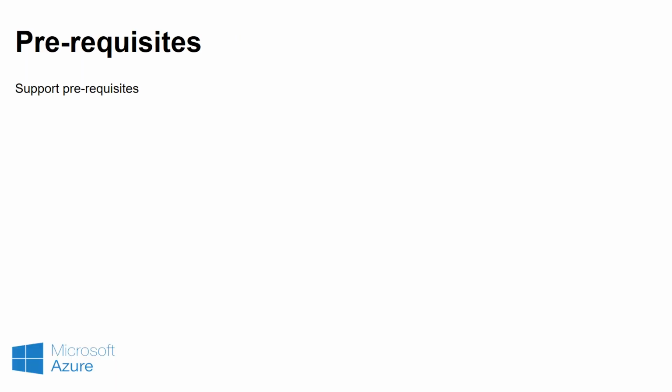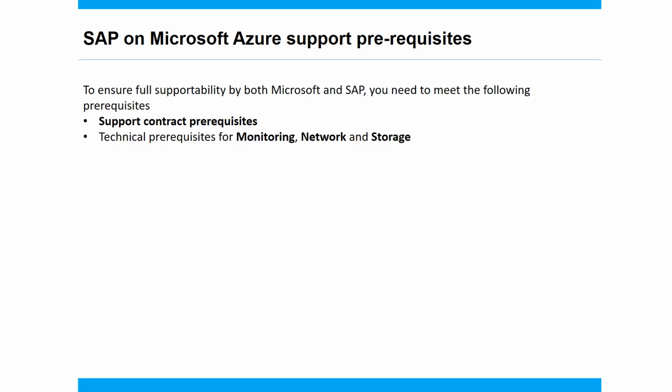In order to run SAP HANA in Azure and be supported, several prerequisites need to be met. Support contract prerequisites and technical prerequisites are critical and must be met. The note below provides all necessary information accordingly. Make sure to follow all the points listed such as network, security, storage, and monitoring.